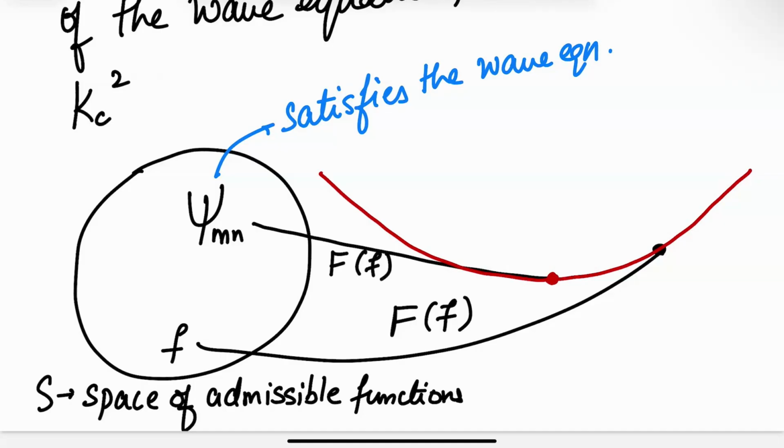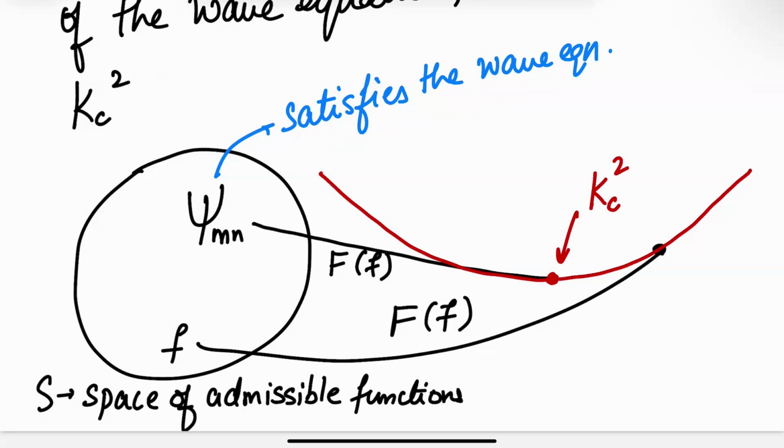Let me repeat that. If I look at all of these functions in the space of admissible functions, they all map to different real values, different numbers. The function that maps to the minimum happens to be the function that satisfies the wave equation, and the value of this minimum is kc squared, which is obviously a real number. All of this is just a claim. We haven't proven any of this, which we will prove.